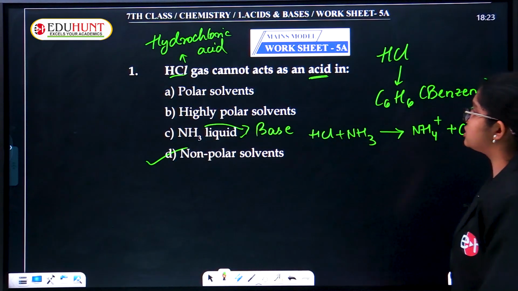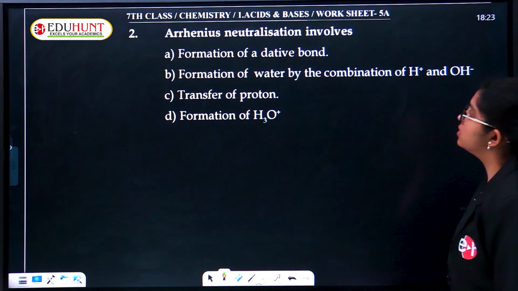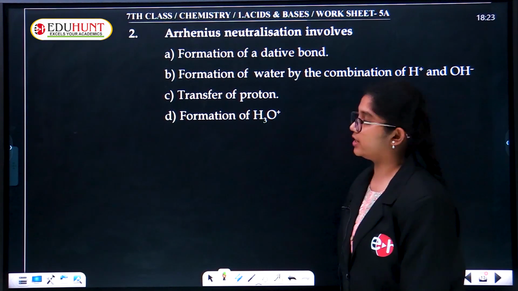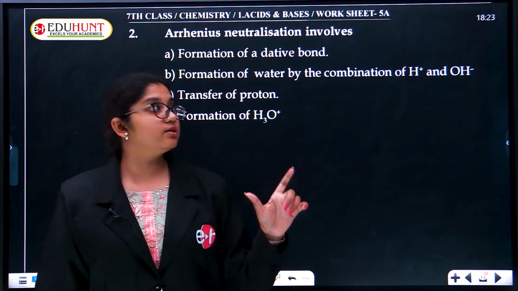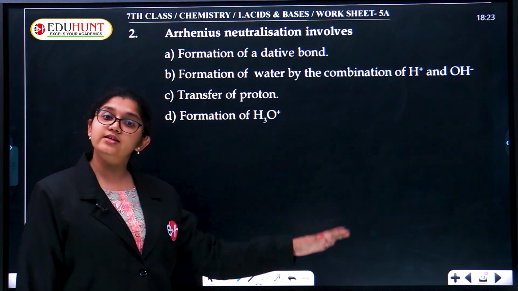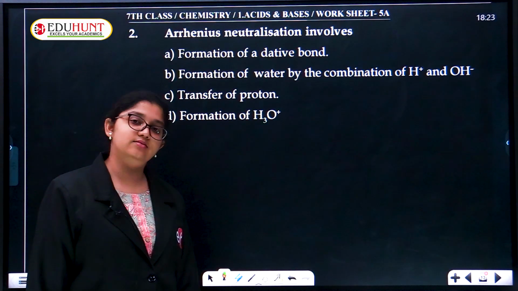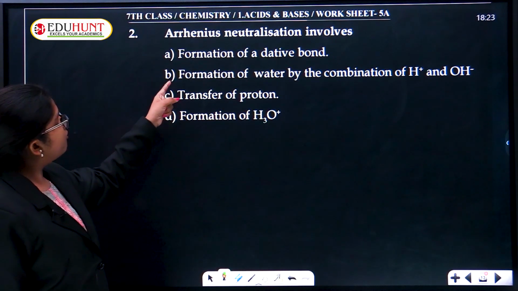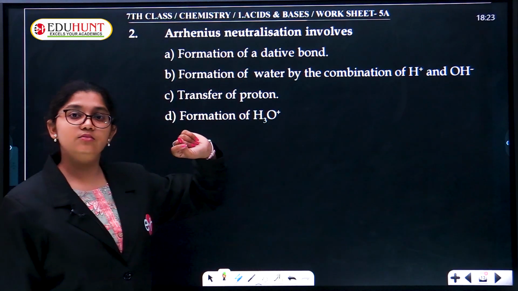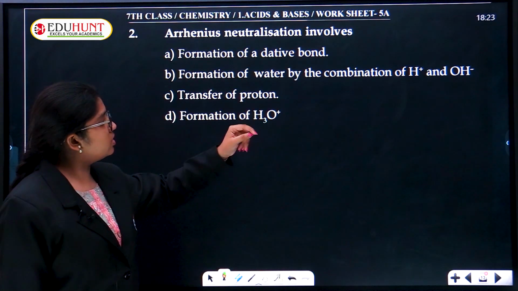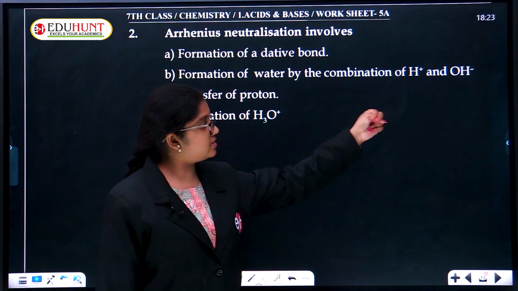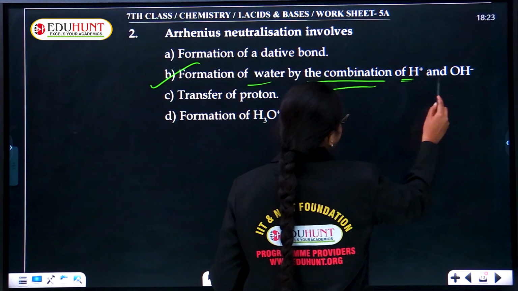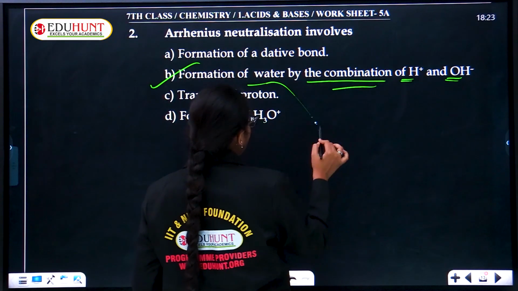Now next bit, question number 2. Arrhenius neutralization involves... Did you remember the neutralization reaction regarding the Arrhenius concept? Here we have the options: formation of a dative bond, no. Formation of water by combination of H plus and OH minus, yes. We observed this combination of H plus and OH minus. What is that water named as?